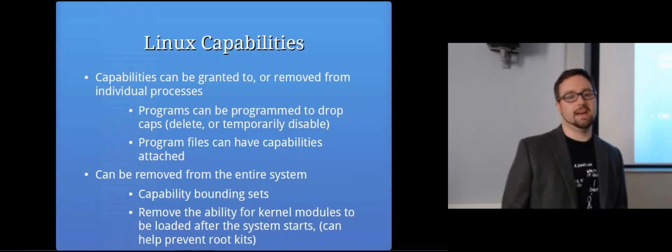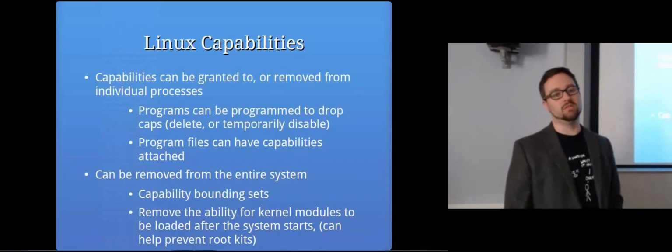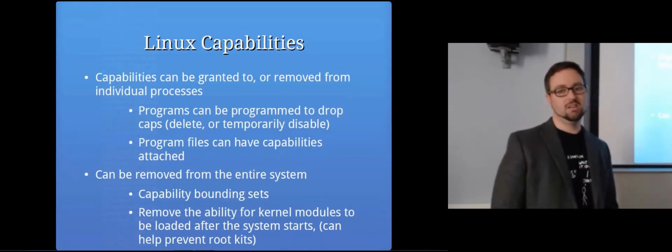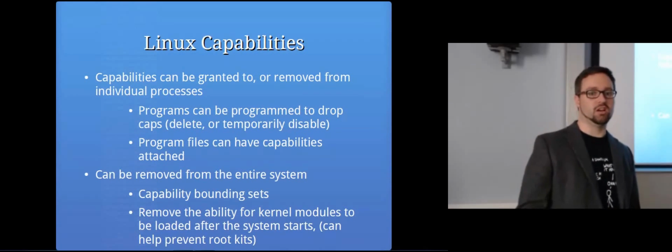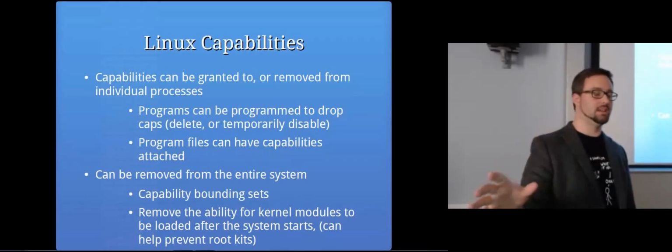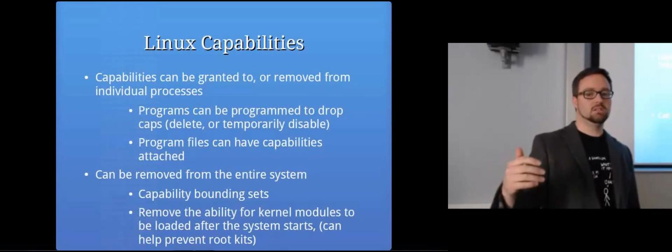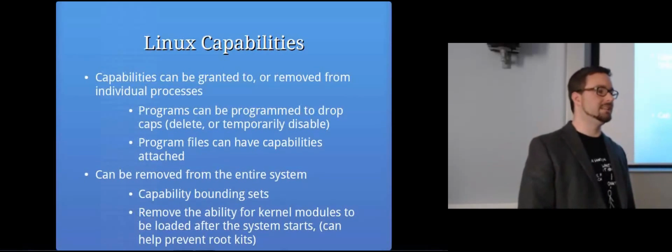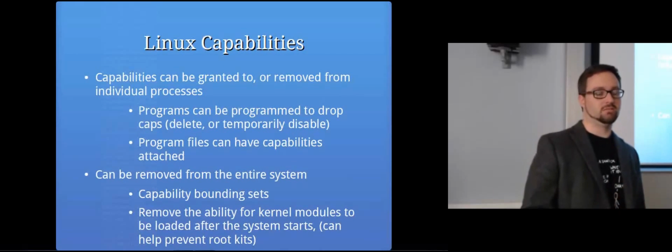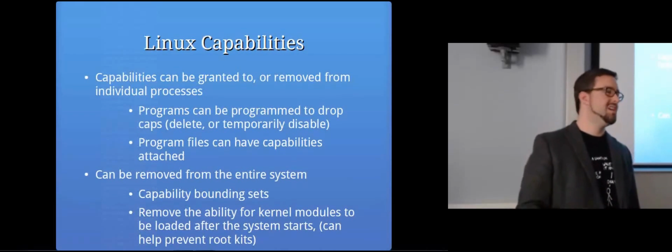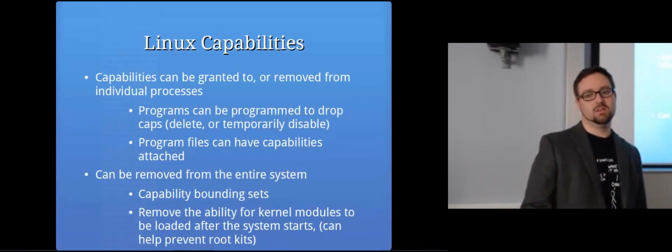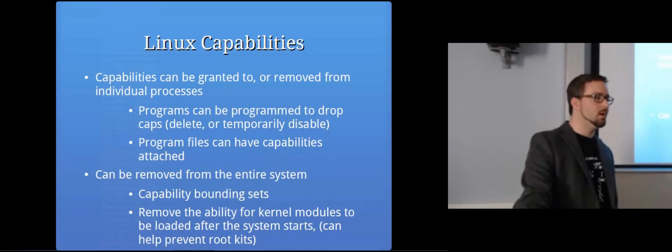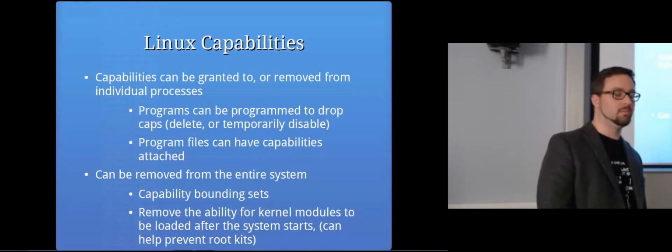So you can actually grant or remove a capability from an individual process. The program can be programmed to drop a capability. So a program that's running can say, I no longer need the ability to use these things. So it will just say, I don't need the ability to do chroot, so drop that permission. I don't need the ability to access the raw network, so drop that permission. Can you think of any example why a programmer would want to drop permission from a program?